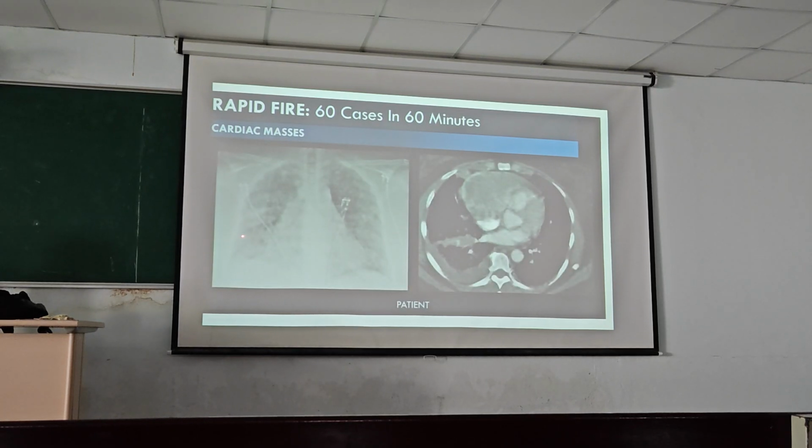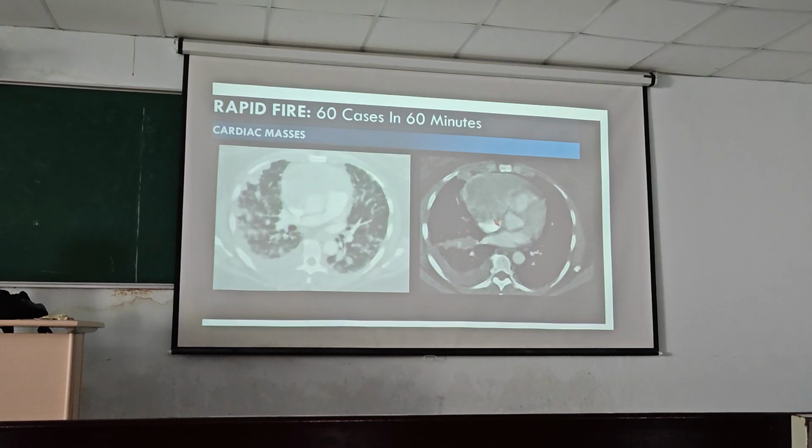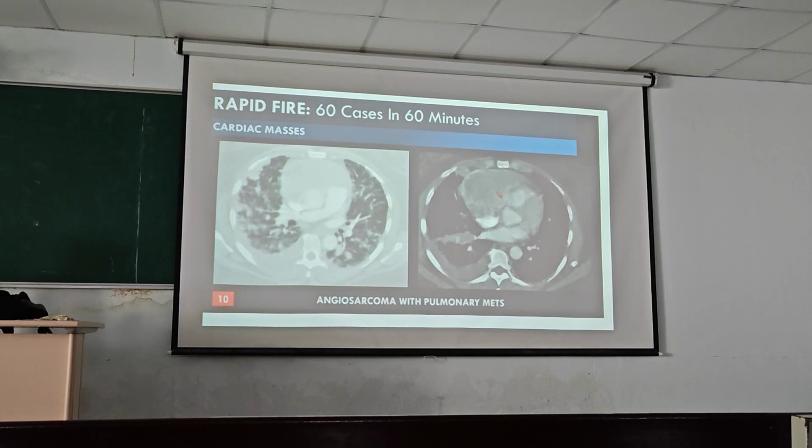This one, obviously, the lung has a whole bunch of nodules, right? And then there's a mass here. There's pleural thickening there. So this is pleural carcinomatosis here. And it goes into the lung. So this is an angiosarcoma, which is a tumor of the vessel, and the lung metastases.